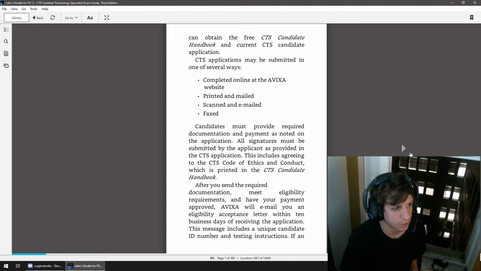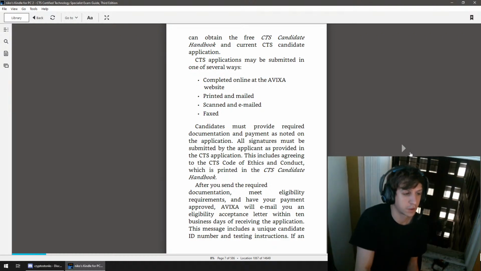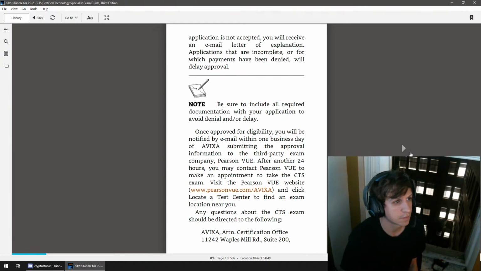After you send the required documentation, meet eligibility requirements, and have your payment approved, AVIXA will email you an eligibility acceptance letter within 10 business days of receiving the application. This message includes a unique candidate ID number and testing instructions. If an application is not accepted, you will receive an email letter of explanation. Applications that are incomplete or for which payments have been denied will delay approval. Note: be sure to include all required documentation with your application to avoid denial and/or delay.